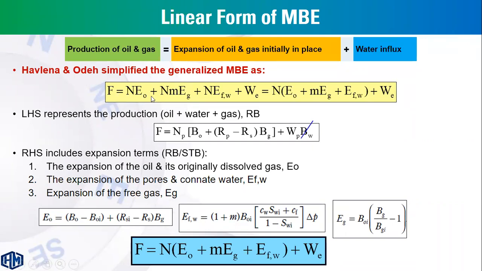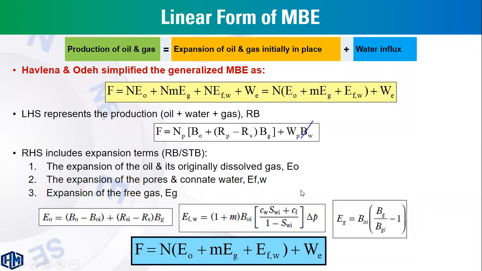So simply on the left hand side, we have the production, where the capital F is the production of different phases, oil, water, gas, in reservoir barrels, as you can see. So this is the production term of this straight line equation. On the right hand side, we have the expansion term in reservoir barrel per stock tank barrel, as you can see.